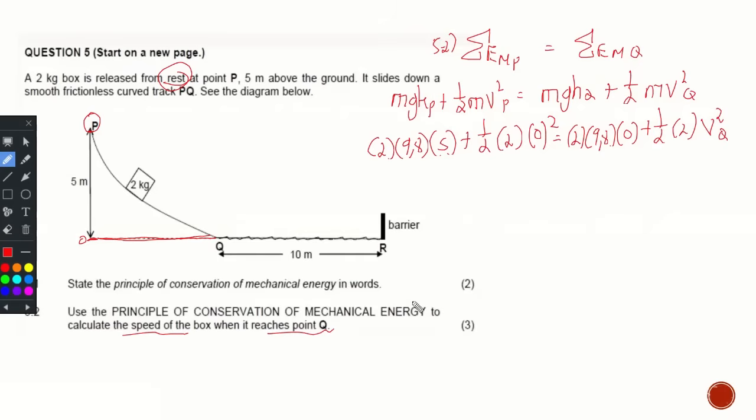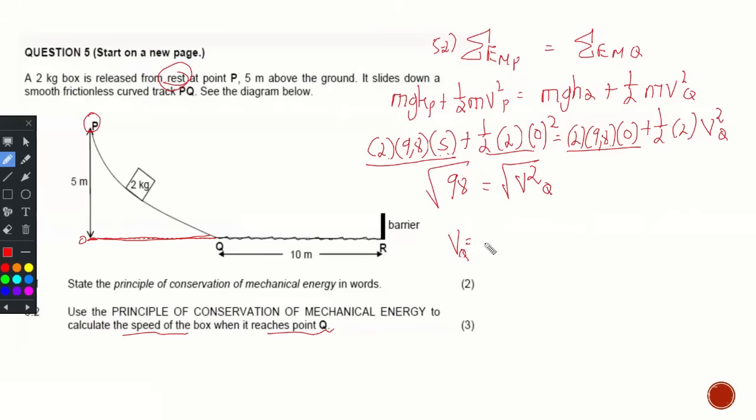At this point, you simply grab your calculator and punch this in. 2 multiplied by 9.8, then multiplied by 5, is 98. Obviously there's a 0 here, so all of that gives us 0, and this is 0 here too. And what is half of 2? It's 1. So we end up with v squared Q. To get rid of the square, we need to square root both sides. So our vQ becomes the square root of 98, which gives you 7 root 2.